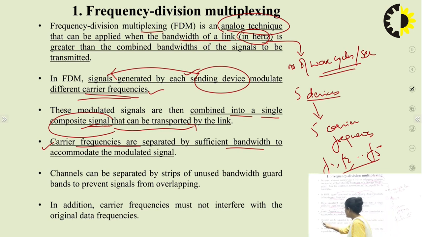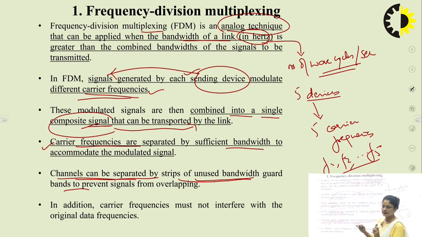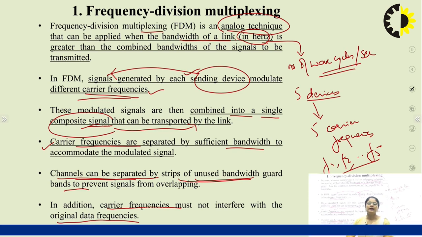And we can also focus on ensuring that the channels are separated by strips of unused bandwidth called guard bands, which prevent the signals from different devices from overlapping. To prevent that, we can go for unused bandwidth guard bands so that there is no overlapping. And we should also ensure that the carrier frequencies which we are using do not interfere or overlap with the original data frequencies that are being transmitted from the devices.